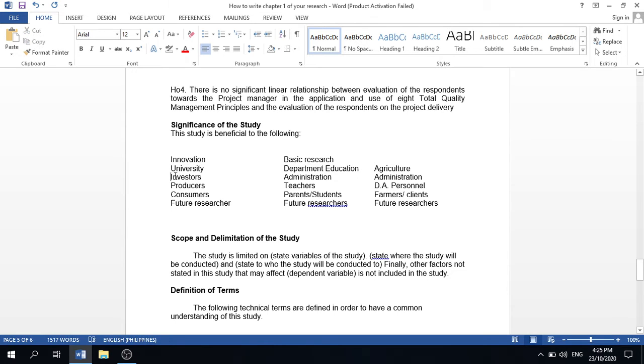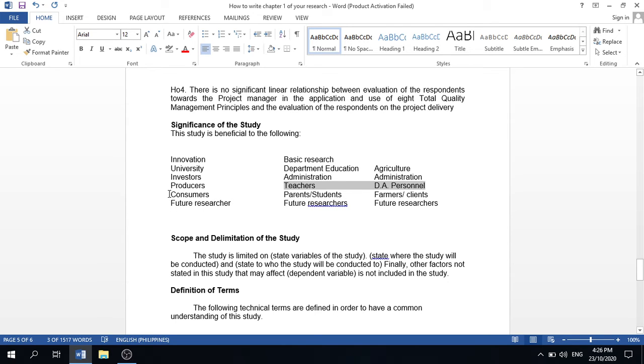And for innovation, we have investors, since they will be the ones financially providing for your innovation. The same goes for basic research, where they will be funding your work. How would they benefit if they fund it? And for innovation, we have producers or suppliers. For basic research, we have teachers, and in agriculture, we have the personnel and others.